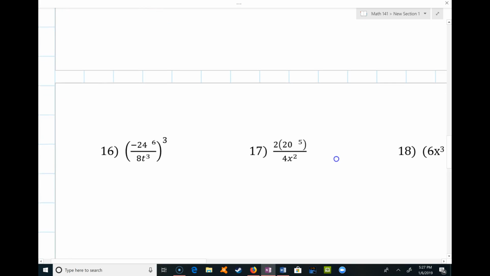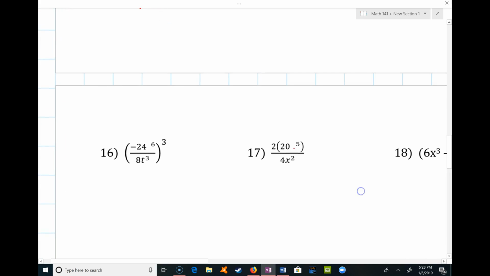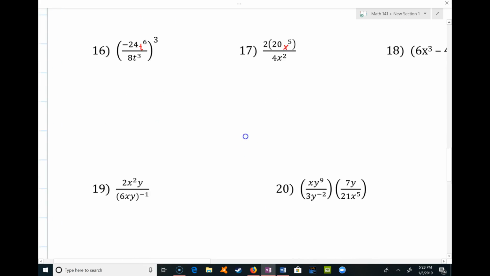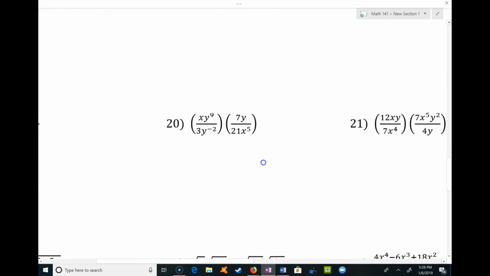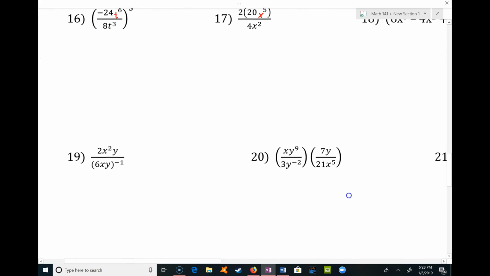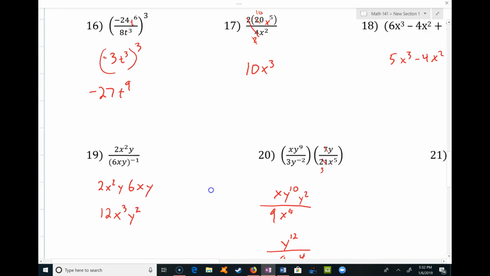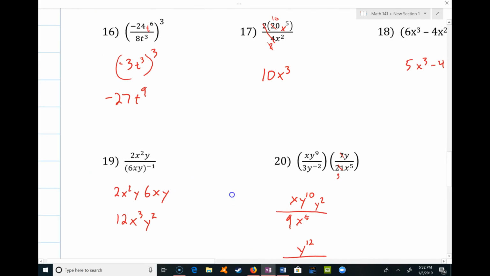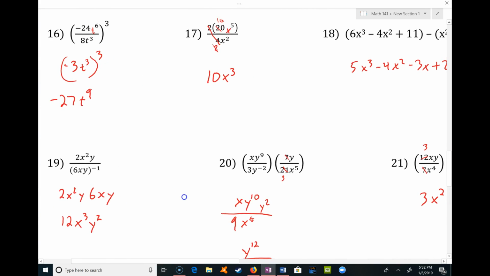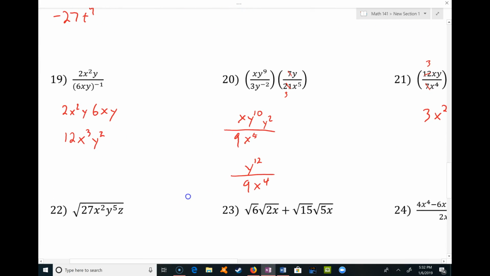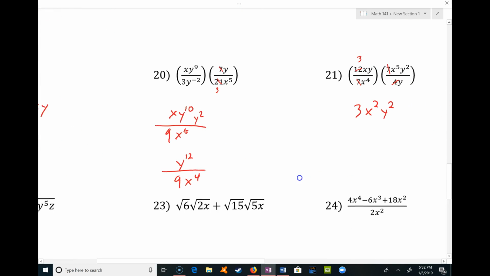There's a couple of these that are missing stuff, aren't there? That should be x, and that should be a t, maybe. Okay, a lot of these are similar to what we've already done, so I'm going to go ahead and do the next 6 off camera, and then I'll come back on and show you them. Okay, so I did 16 through 21. There's 16, 17, and 18. And there's 19, 20, and 21.